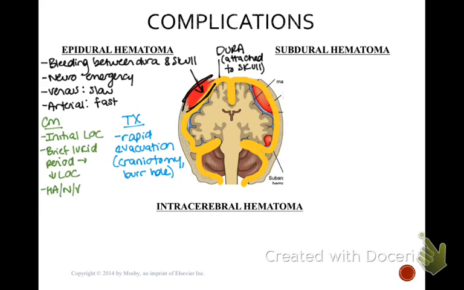So that's different than a subdural hematoma. This is a bleeding between the dura and the meninges. All right, so you've got your dura here now. You've got the meninges, and your bleed is happening right here.